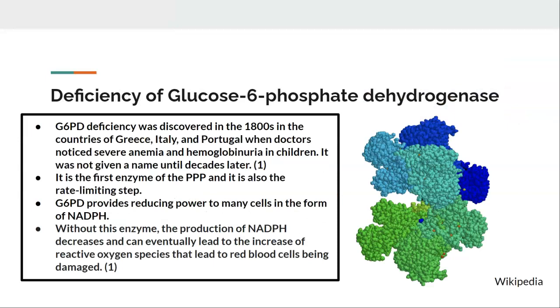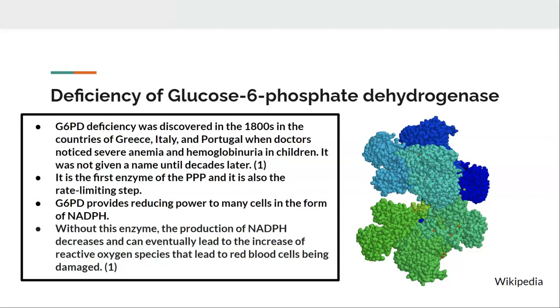Now, the deficiency of glucose-6-phosphate dehydrogenase was first discovered in the 1800s in Greece, Italy, and Portugal, where doctors noticed severe anemia and hemoglobinuria in children. It was not given a name until decades later, but it was first deemed favism, which were severe reactions from consuming fava beans. G6PD is the first enzyme of the PPP and is also the rate-limiting step. So inhibiting this enzyme will have a domino effect on the rest of the pathway.